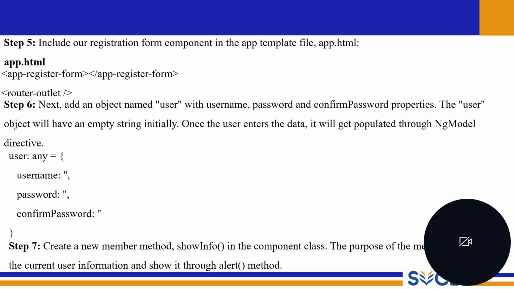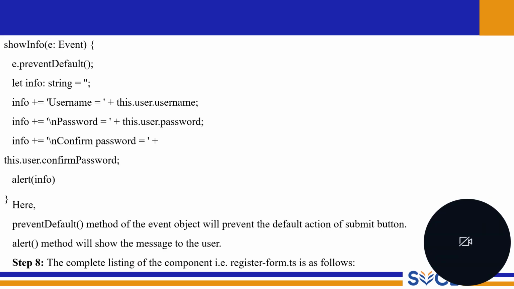So finally, in step 7, create a new member method showInfo in the component class. The purpose of this is to get the current user information and show it through the alert method. Here you have to give all the details. Here the preventDefault method of the event object will prevent the default action of the submit button, and the alert method will show the message to the user.